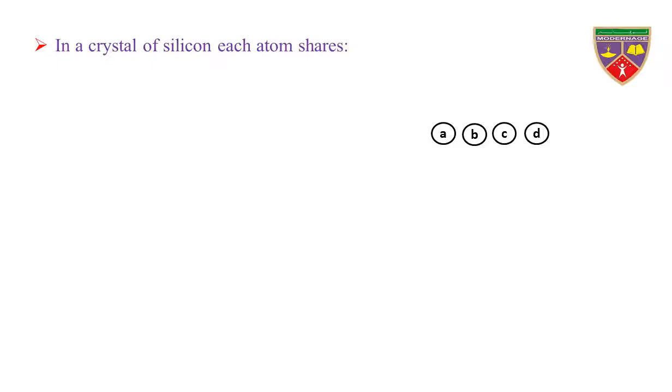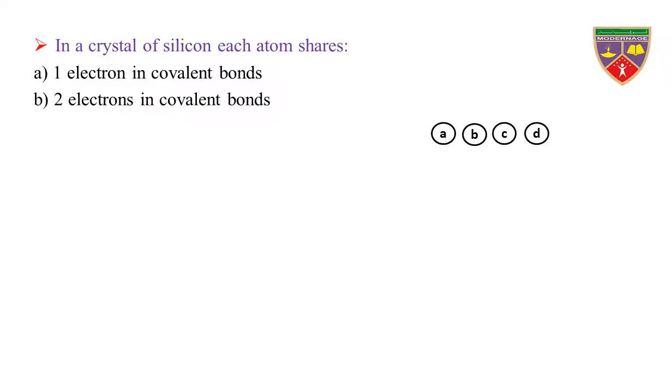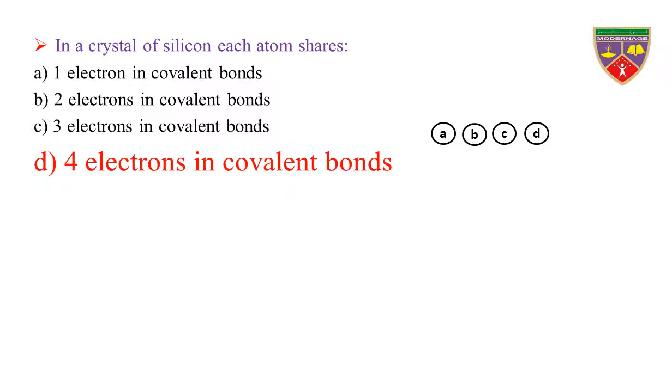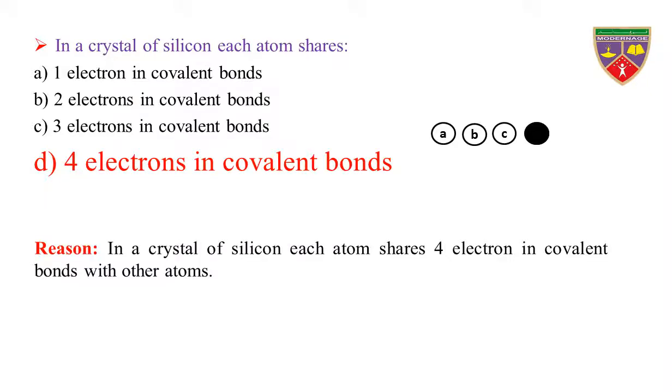In a crystal of silicon, each atom shares: option A, one electron in covalent bonds; option B, two electrons in covalent bonds; option C, three electrons in covalent bonds; option D, four electrons in covalent bonds. The key is four electrons in covalent bonds. Therefore, the correct option is D. Reason. In a crystal of silicon, each atom shares 4 electrons in covalent bonds with other atoms. Hence, each atom shares 4 electrons in covalent bonds.